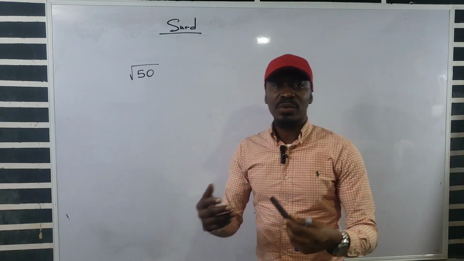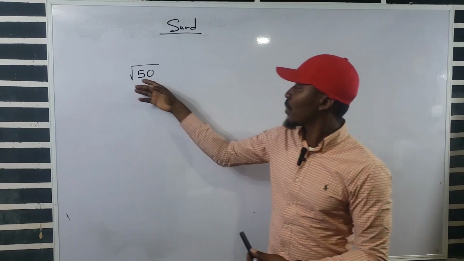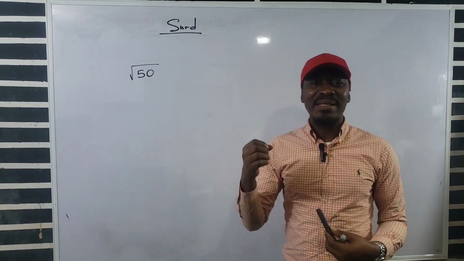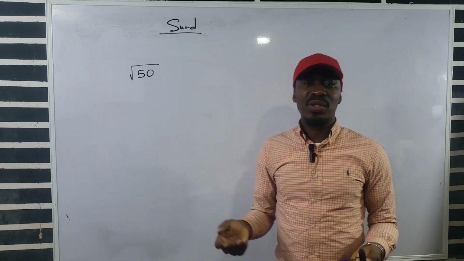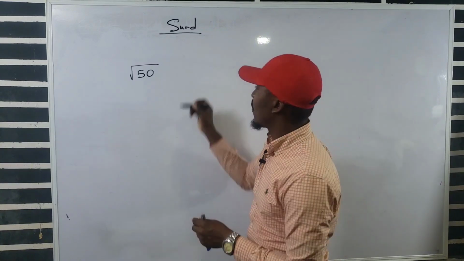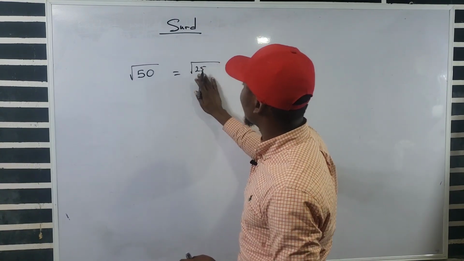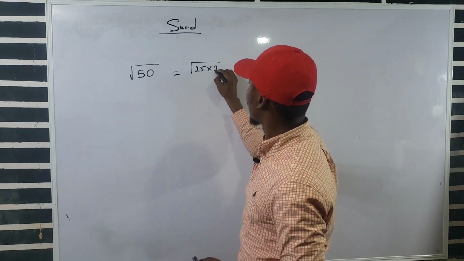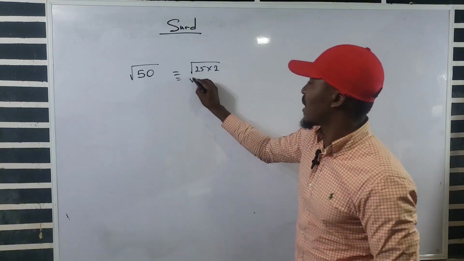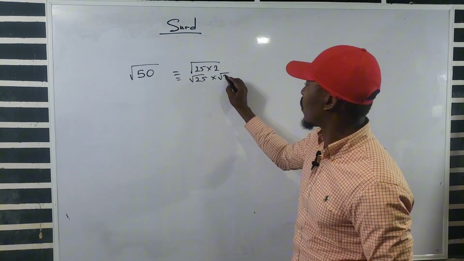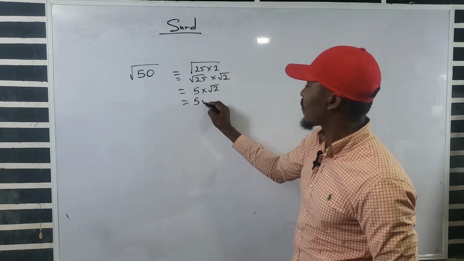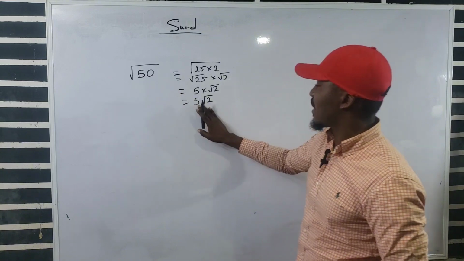Moving from single form to basic form, what are we going to do? I'll ask myself, what is the factor of 50 that is a perfect square? We have factors of 50 that are perfect squares, 1 and 25. Which one is the largest? 25. So I would say square root of 25 times what will give me 50? That will give me 2. The square root of 25 can be separated, which is square root of 25 times square root of 2. So square root of 25 gives 5, times square root of 2, which is 5 square root of 2. So square root of 50 is the same thing as 5 square root of 2.